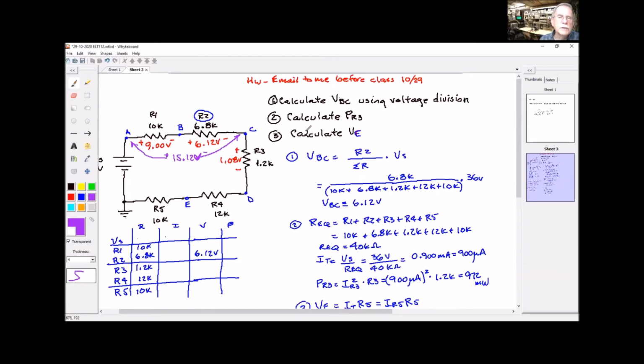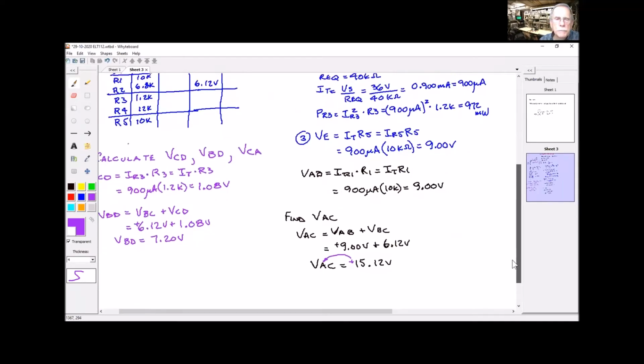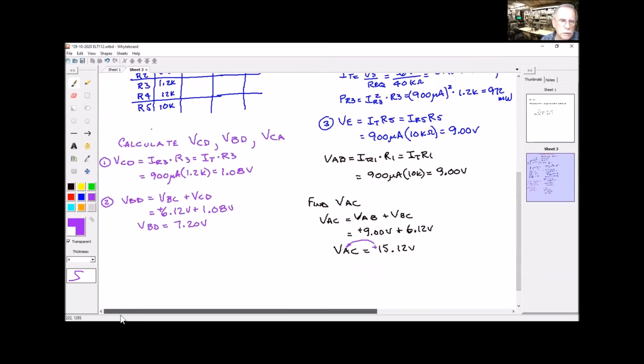So if I go with the top route, going this way, to get from C to A, I have CB and then BA. So I'm going to add VCB and then VBA. So if I do that, VCA is going to be VCB plus VBA.